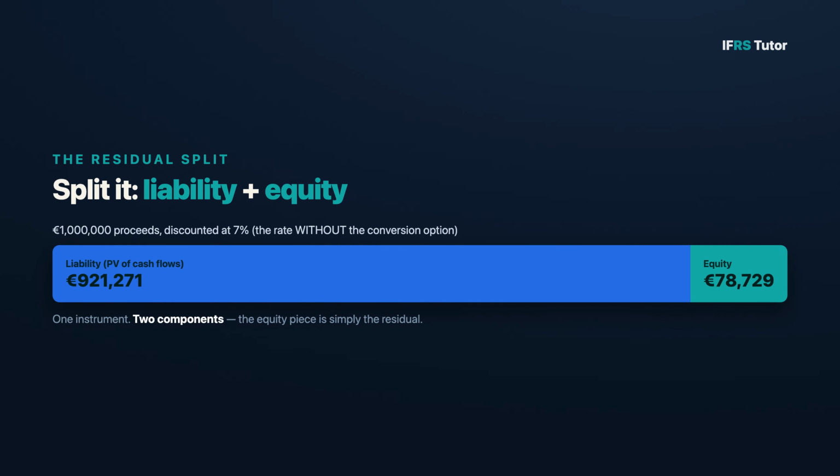IAS 32 says, split it. Discount the bond's cash flows, the coupons and the principal, at the market rate for a plain bond. Without the conversion option, 7%. That present value is the liability component, 921,271 euros. Whatever's left of the 1 million proceeds, 78,729 euros, is the equity component. One instrument, two components.